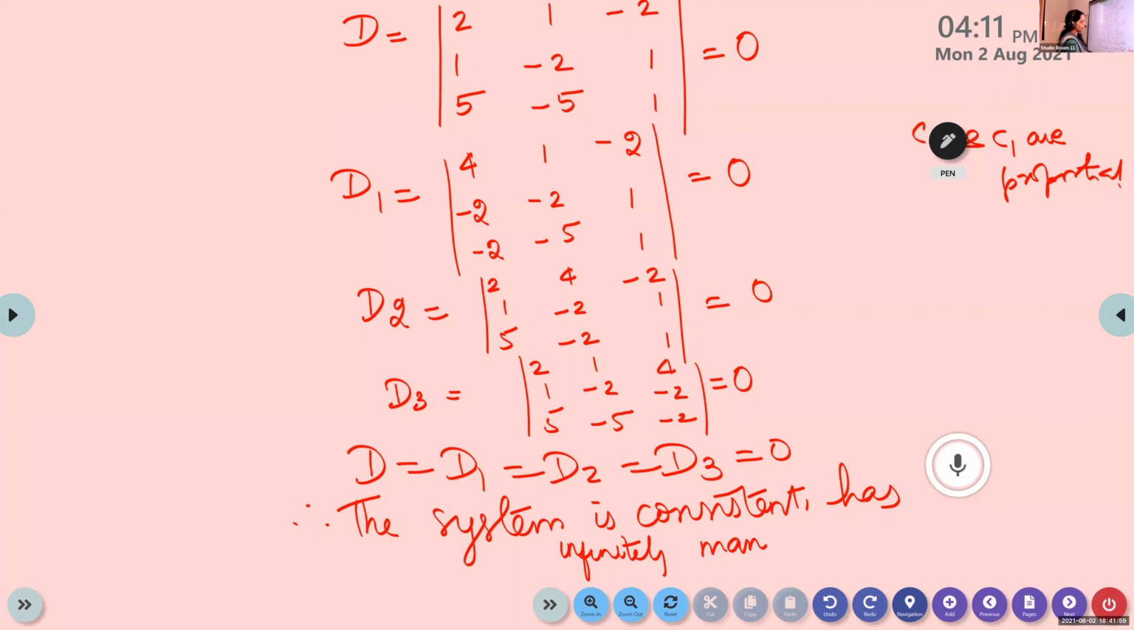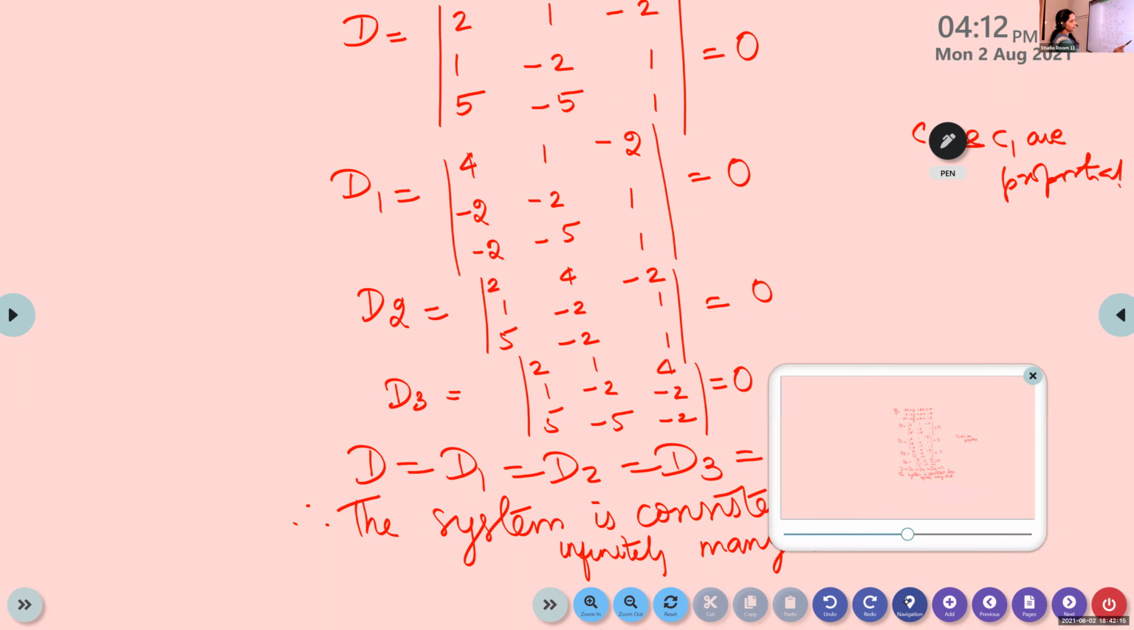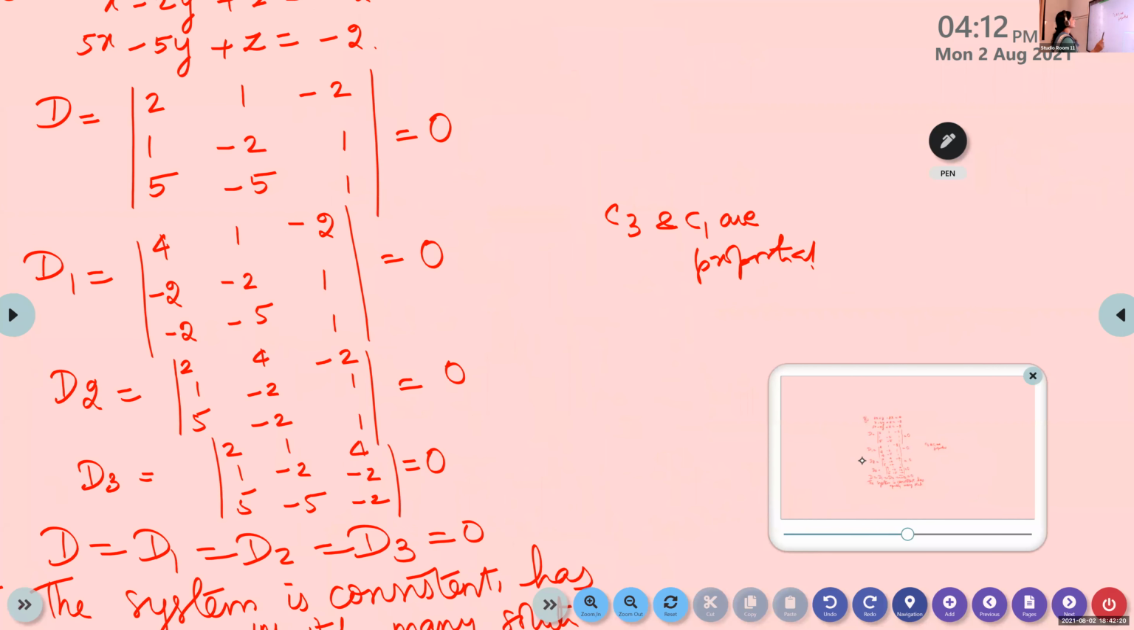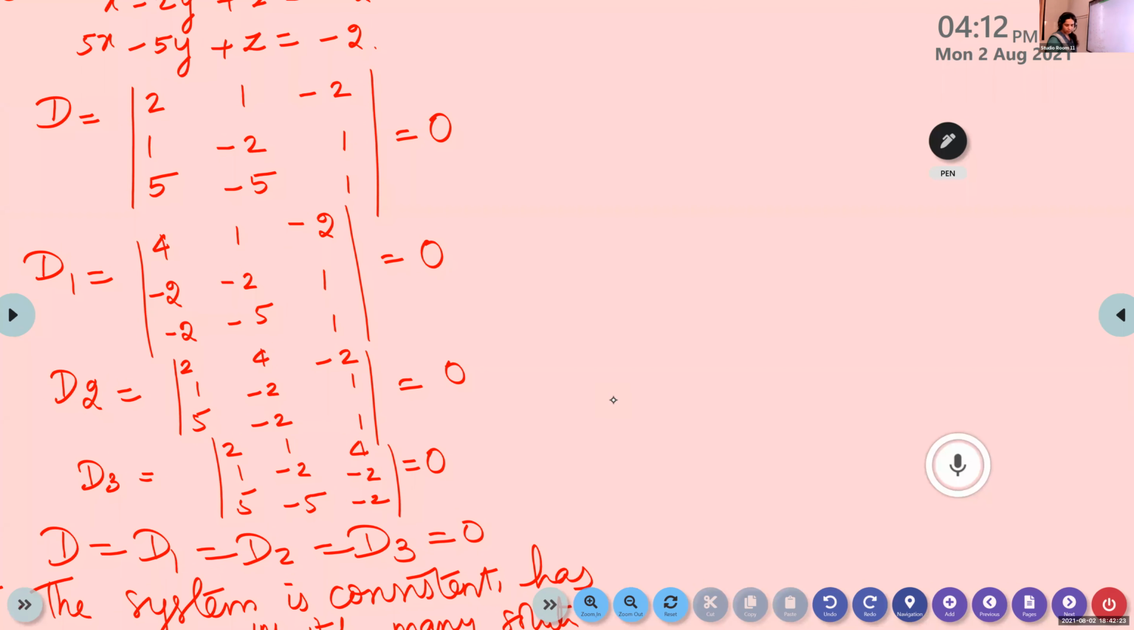Now listen, how to find the solution. Listen all of you. Up to this, is it okay? If all the determinant values are 0, we understand that the given system of equations is consistent and it has infinitely many solutions. Now how to find them? For this, you start with the given equations. Which are the given equations? The first equation is 2x plus y minus 2z equal to 4, isn't it?